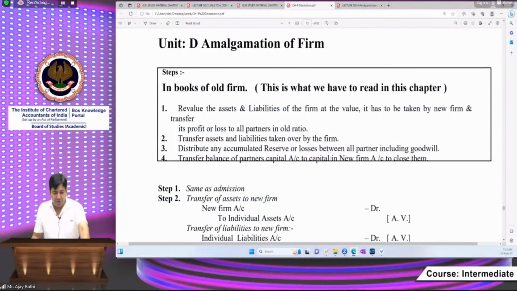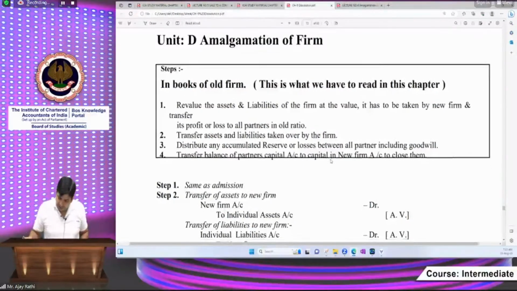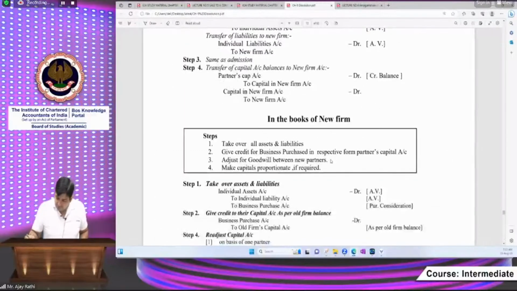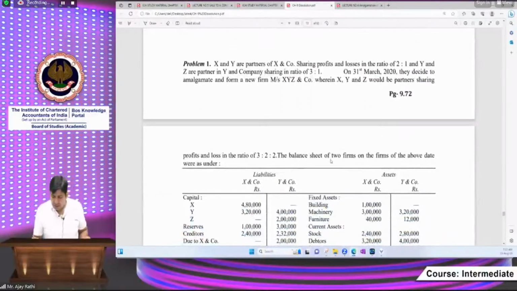Yes, sir, download. Very good, beta. Now you have to use calculator and pen only. Okay, let's start. In the unit number 4, we are seeing the question number 1. Come on, read this with me. X and Y are the partners of X and company.